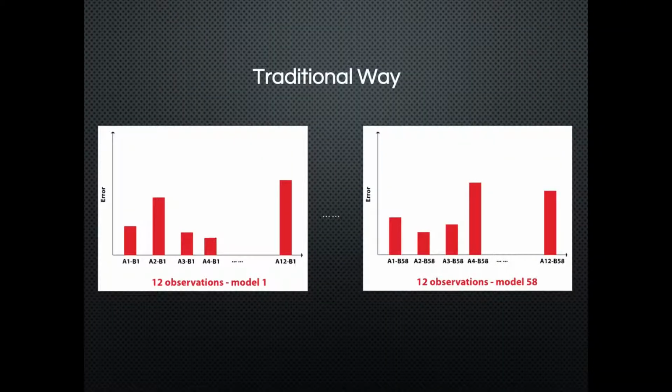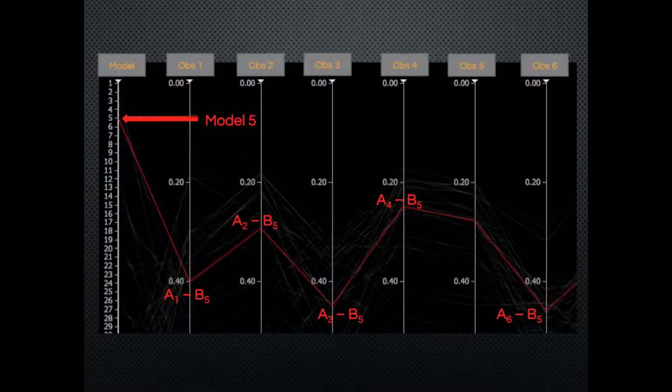The traditional way to do that would be, okay, I will do bar charts. For each model, I plot the difference between each observation and this model. That means I have to take a look at 58 bar charts. This is something that is going to make you hate research at all. So I use this instead.